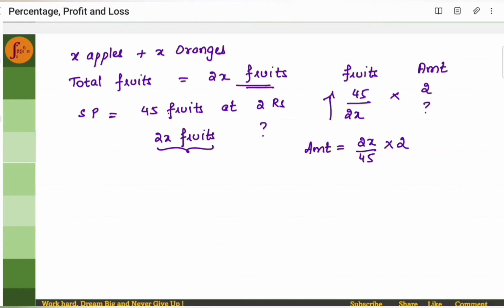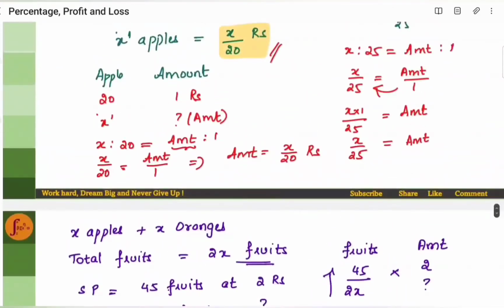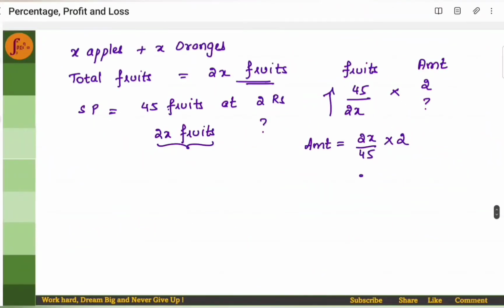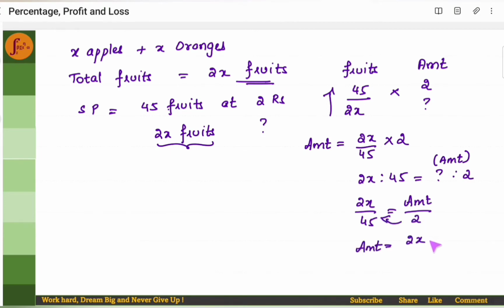You can use a ratio logic also, as was explained here. If it is ratio logic, you'll have to write it like this: 2x is to 45 is equal to the question mark, or what we can call amount, is to 2. That is 2x by 45 is equal to amount by 2. So it will be 2x into 2 by 45, so it's going to be 4x by 45.